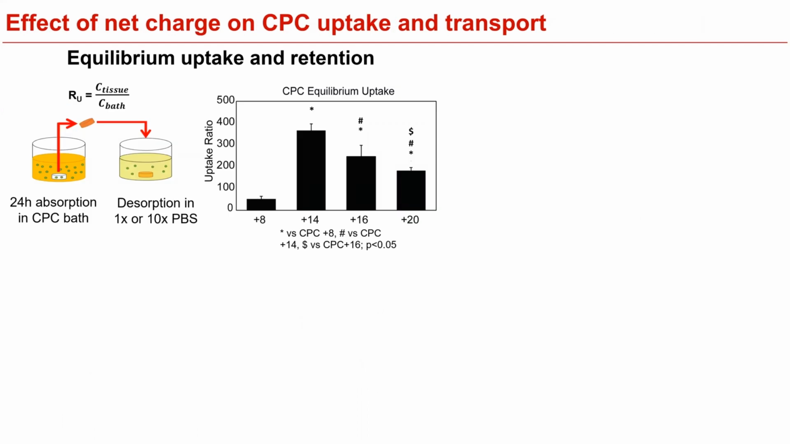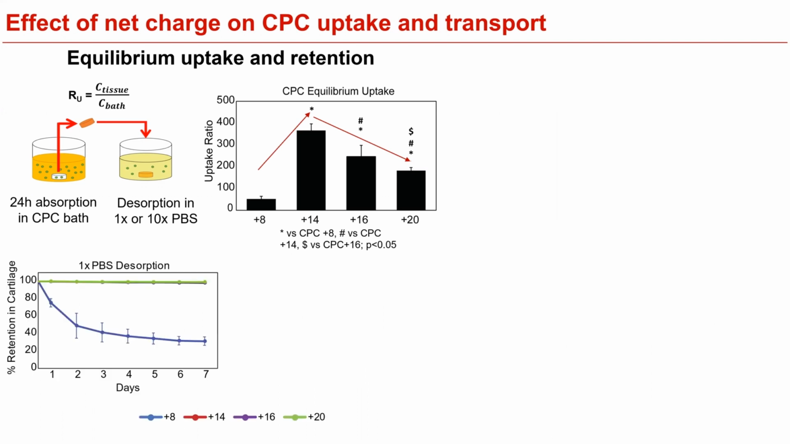Uptake of CPCs in cartilage increased as we increase the charge from +8 to +14. A further increase in charge decreased the uptake of CPCs, showing that uptake does not monotonically increase with charge. The binding of CPCs +14 to +20 with cartilage was strong enough to maintain retention for 7 days when dissolved in PBS, while CPC +8 ultimately diffused out.